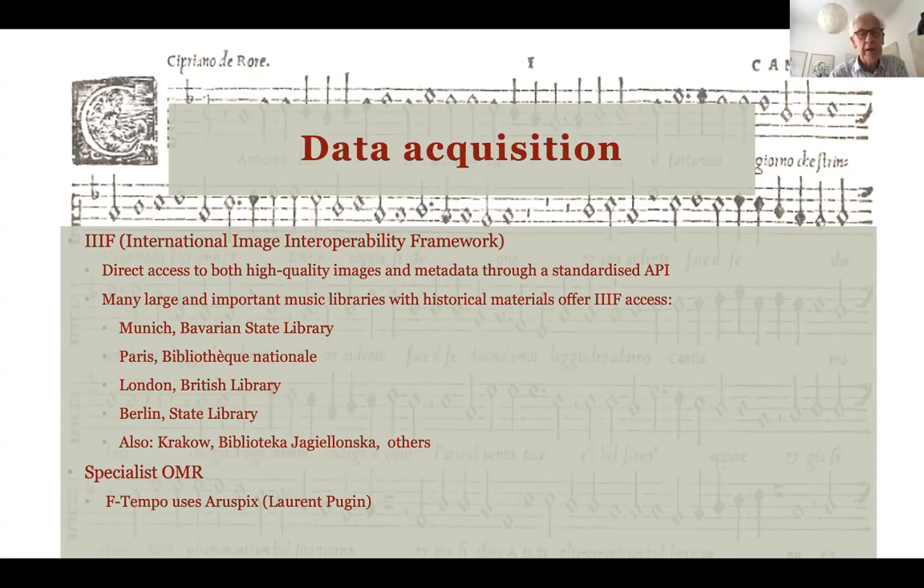many large and important music libraries, including the Munich Bavarian State Library, which is the one that I've got, which is the bulk of my collection so far, the Paris Bibliothèque Nationale, which I've got a lot of images from, similarly from London, British Library, and the Berlin State Library. I also have the IIIF manifests, which is a particular type of document which describes what is available from the Biblioteka Jagiellońska in Krakow, which, as musicologists know, contains the rest of the Berlin materials that were for a long time lost after World War II, but turned up in Poland and are now housed at the Krakow University Library.